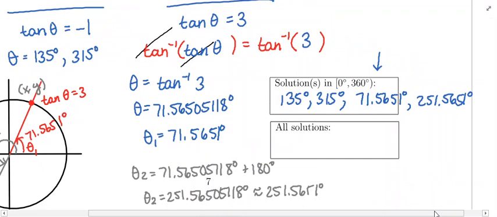Now, how are we going to write down the all solutions part? Well, remember what you need to do. You need to take each of the answers within one period of your trig function, and add integer multiples of the period. So remember the 135 and 315 were found together, and then the 2 decimal answers were found together.